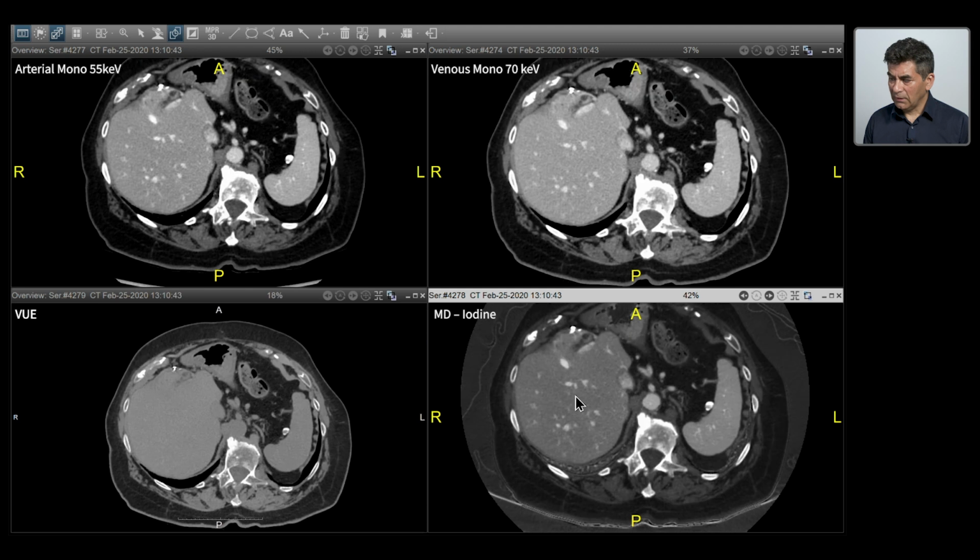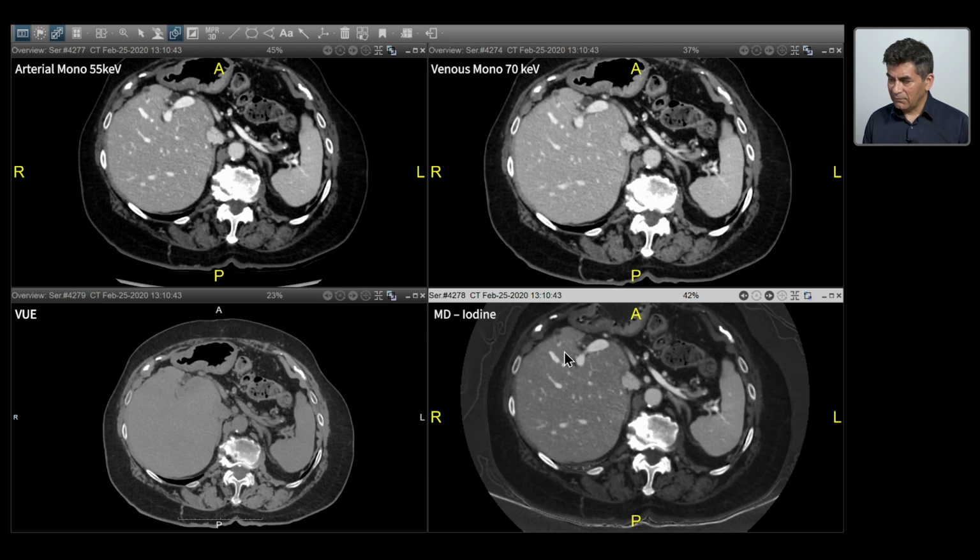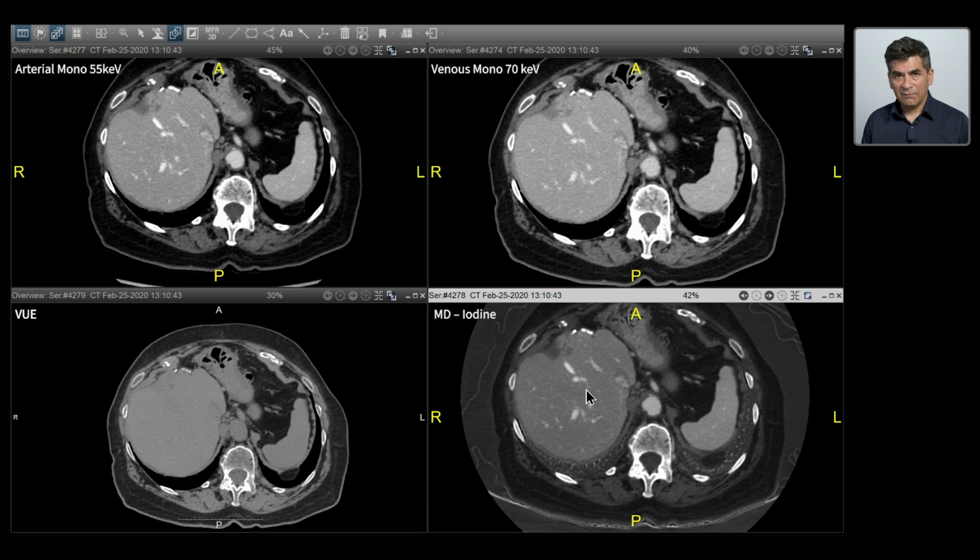Now let's go back and look at that tiny area we discovered on the initial monochromatic images. Again, on the material density pair, you notice that lesion is dark. There is no signal within the lesion. Now this also confirms my findings of this being a non-enhancing cyst in the liver. So let's put everything together.